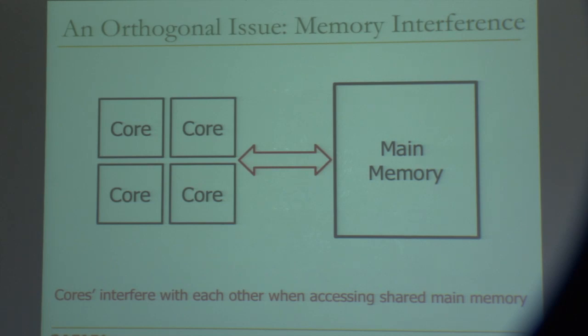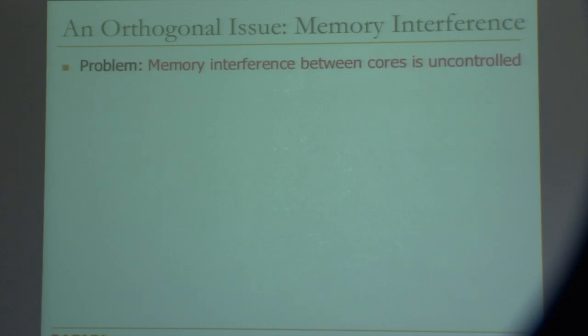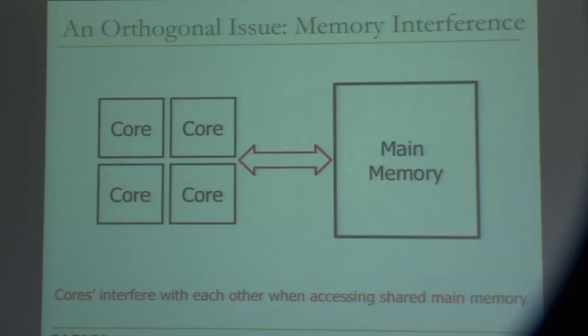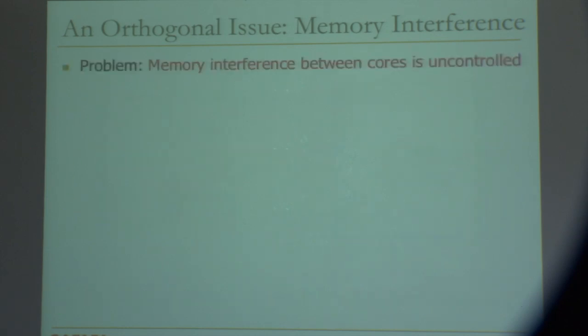This actually affects all types of memory systems that you design because of the picture I showed you before. Basically, you have these different cores, and they interfere with each other when accessing shared main memory. Right? And these can be very different cores also, right? A CPU and a GPU. And the world is increasingly more heterogeneous going forward.